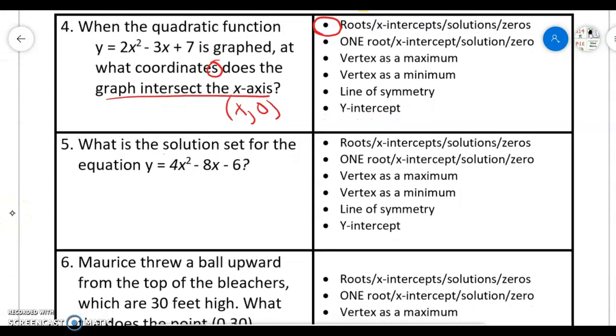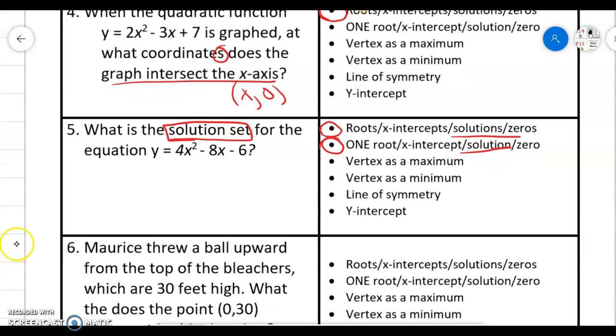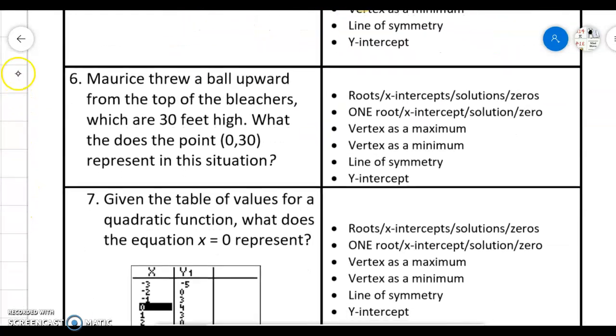Solution set on number 5 is your keyword. What is the solution set for this equation? And you can see, in fact, that we have solutions here. So we could circle both of them or just roots, plural. We would again need to graph that in order to make that determination, but I would accept either of those.